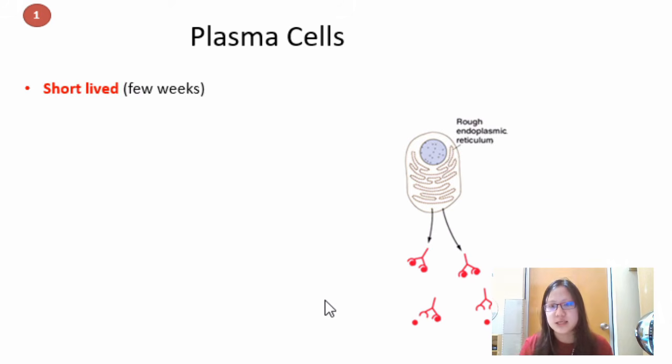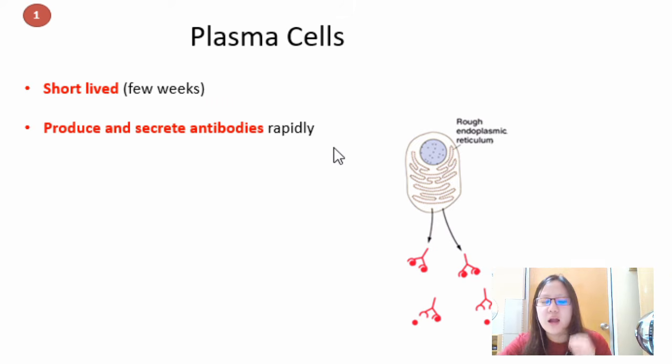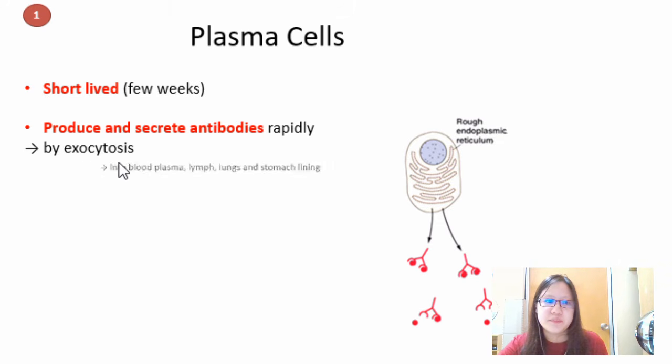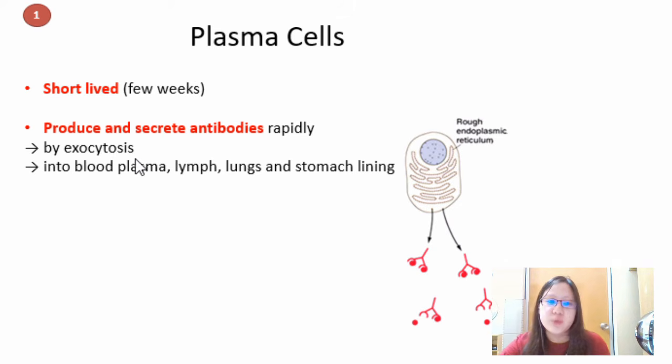Let's talk about plasma cells. Plasma cells are short-lived, they last only a few weeks, but their main function is to produce and secrete antibodies rapidly. They produce a lot, and they do this by exocytosis. Okay, again, antibodies are globular glycoproteins, which means they will have to undergo modification in the Golgi and then be secreted by exocytosis, something you have learned in chapter 1. Secrete to where? Secrete to blood plasma, lymph, lungs, and stomach linings, and it's going to circulate in the blood.